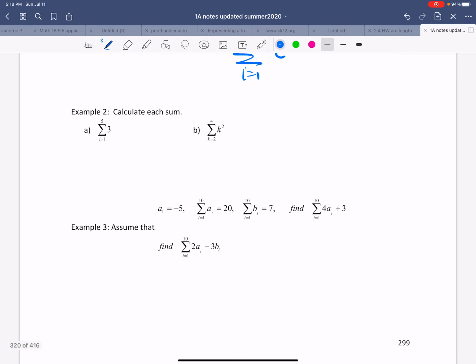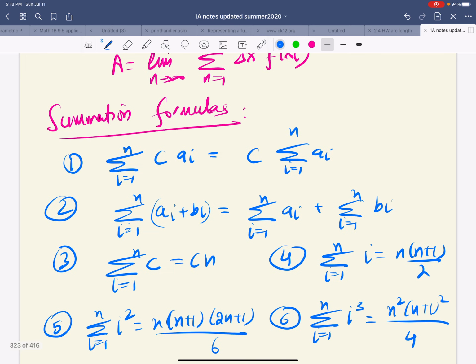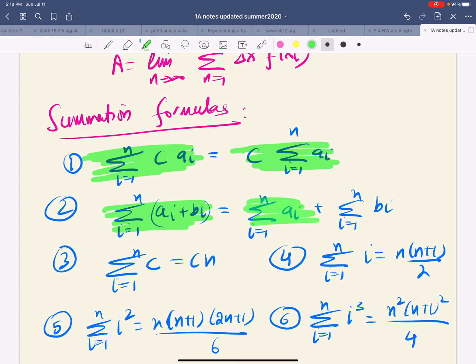Next, we are calculating each sum. So let's first remember summation formulas. Summation i equals 1 to n of c times a of i: we can pull the constant out of a summation. If we have a summation of a sum, we can do a sum of summations and add them up. And summation i equals 1 to n of c, where c is a constant, would be c times n.